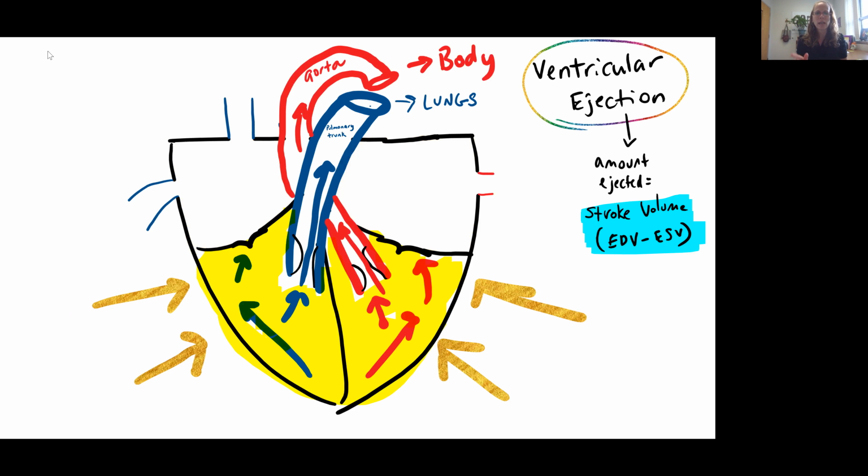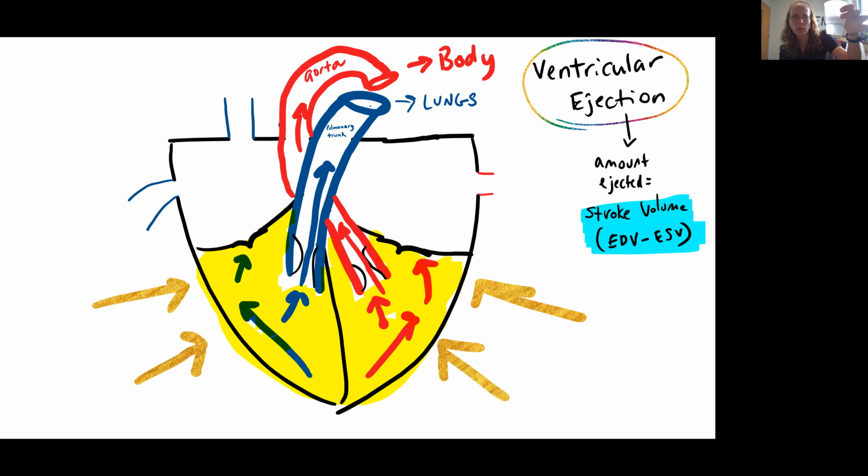Ventricular ejection. Let me grab something else for my demo here. Okay, what I wanted to grab was a cup. Let's pretend it's our body. And I'm trying not to soak my laptop. Scary. Okay, so I've got all my fluid in my ventricle, my EDV, and now I'm going to do my squeeze and hold. That's my ventricular ejection. I squeezed and held.